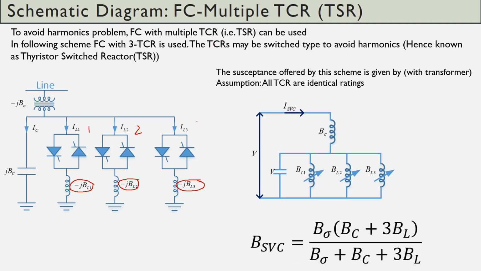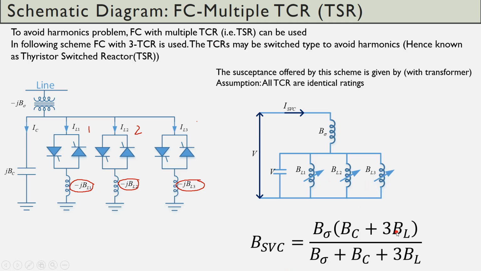If we observe here, BC, BL1, BL2 and BL3 are in parallel. So in parallel, susceptances are added. That is, net susceptance offered by this FCTCR is equal to BC plus BL1 plus BL2 plus BL3. But it is in series with B sigma. Hence the transformer susceptance is in series with this scheme. So in a series connection, we have to apply the formula of parallel resistance.